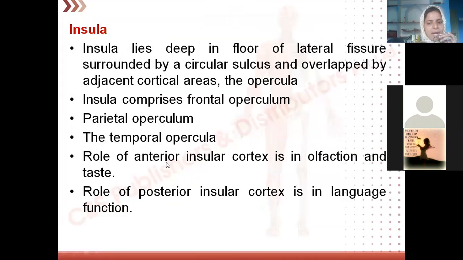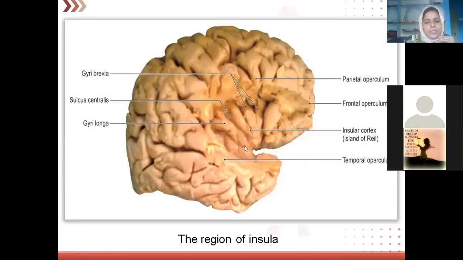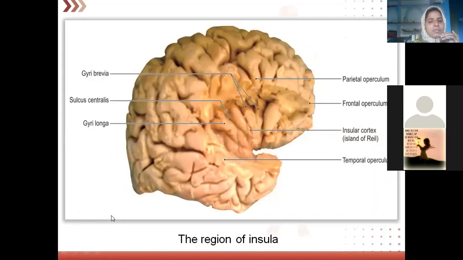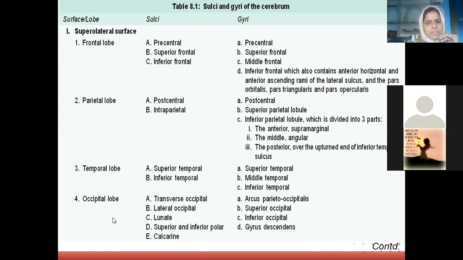The role of the anterior insular cortex is in olfaction and taste. The olfactory bulb, olfactory tract, and medial and lateral striae will be relaying in the insular region. Here we are dividing into anterior and posterior. On the inferior aspect of the frontal lobe we have the olfactory bulb and olfactory tract. That is the reason anterior is concerned with olfaction, smell, whereas the posterior part is concerned with, as we talked about yesterday, Wernicke speech area, right? So this area is concerned with language function. Sulci and gyri we have discussed in much detail.